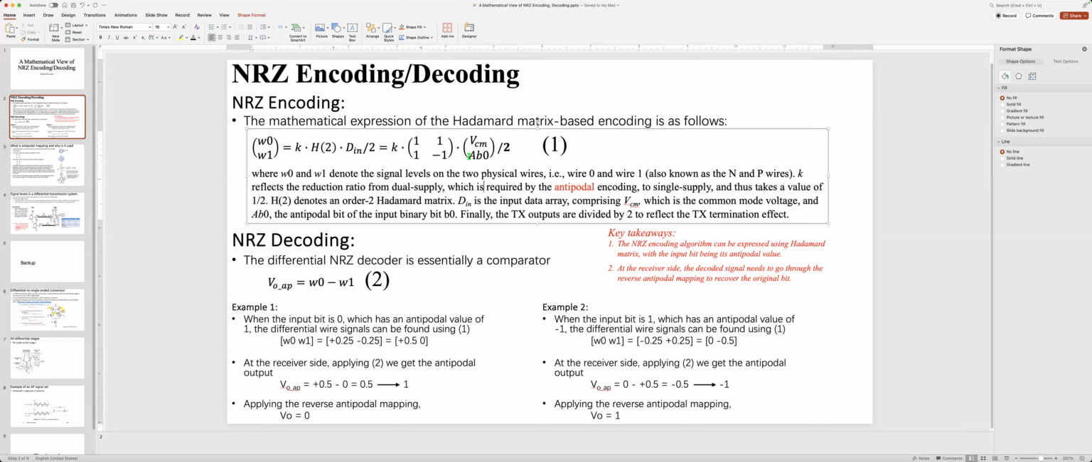But the thing is, we cannot have half correctness, can we? We have to have 100% correctness. So if bit 0 didn't work, that means this equation doesn't work. That's why the antipodal comes into play. So what is the antipodal?